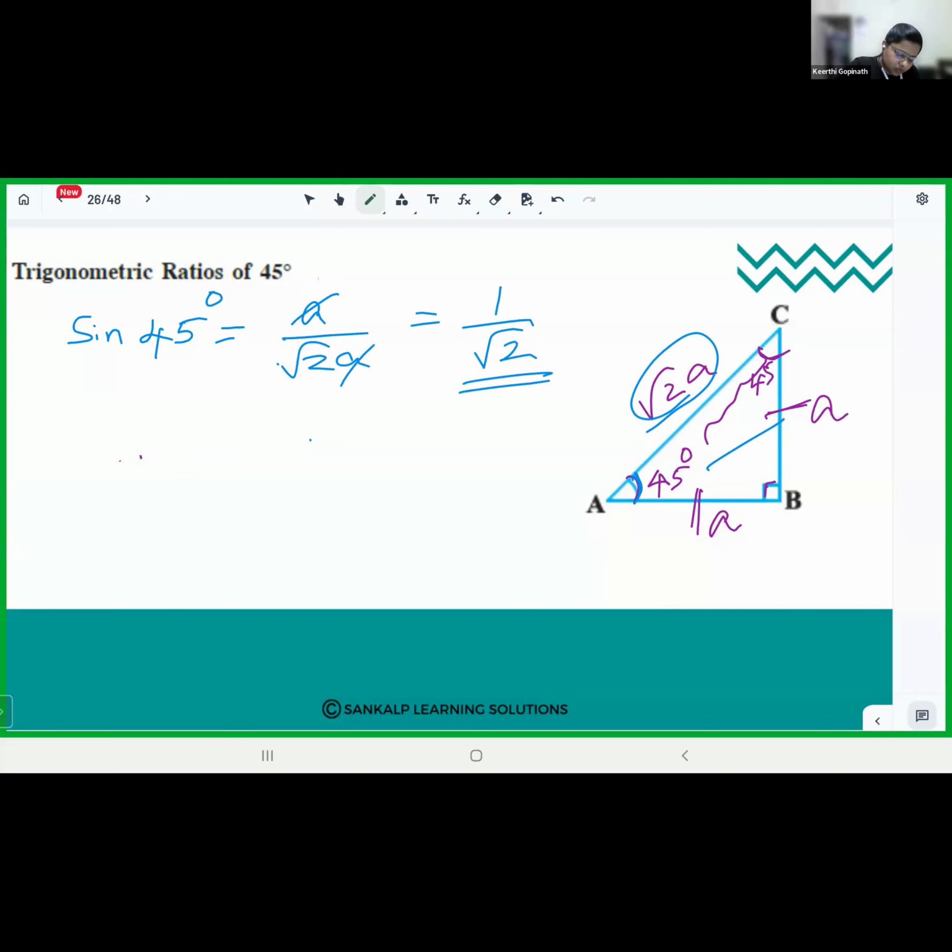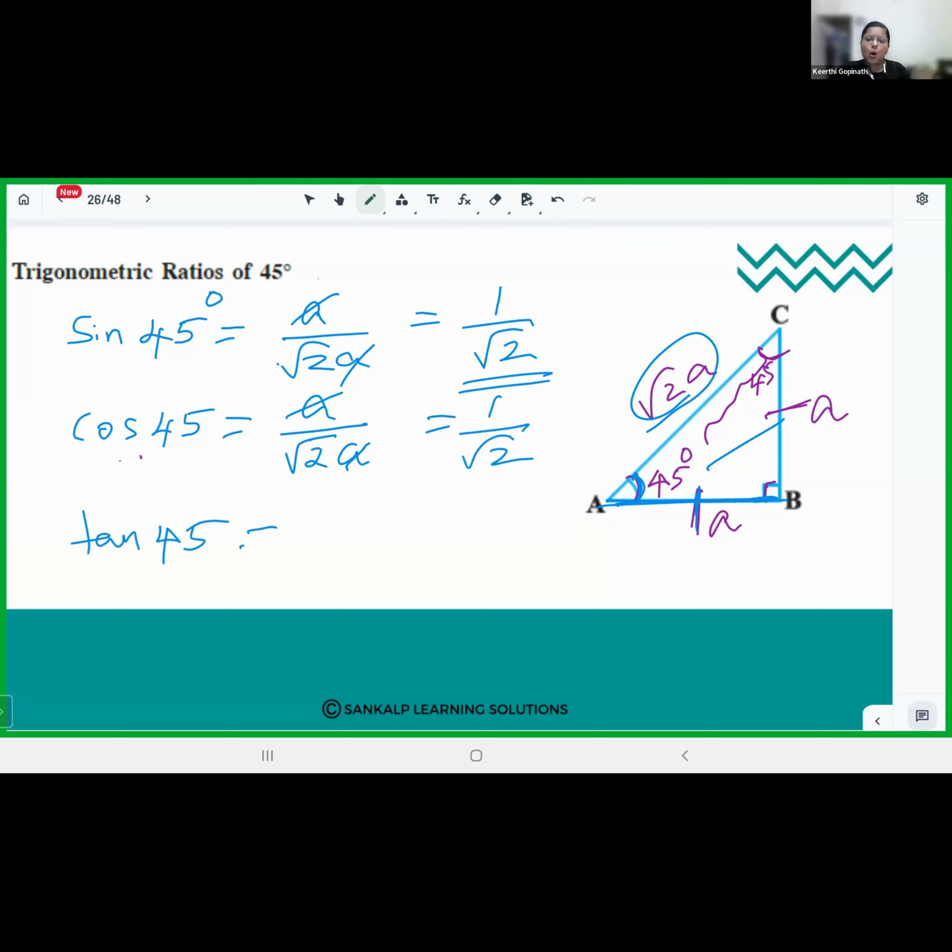Now how will you find cos 45? Cos 45 is adjacent side by hypotenuse. What is the adjacent side of 45 degree? It is also A. So A by root 2A. Again, A and A get cancelled, so cos 45 is 1 by root 2. And what is tan 45? Tan 45 is opposite by adjacent. Here opposite is A and adjacent is also A, so A by A will give you the value 1.